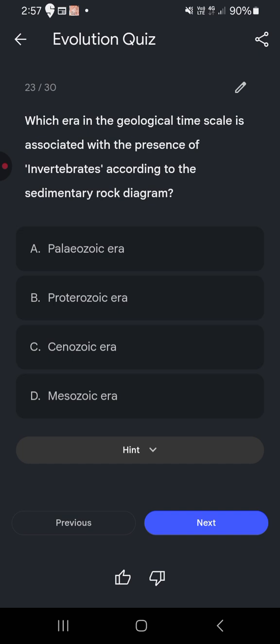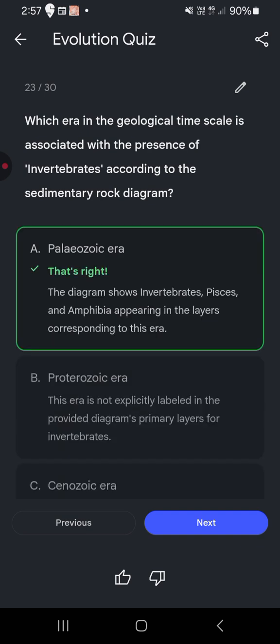Which era in the geological time scale is associated with the presence of invertebrates according to the sedimentary rock diagram? It is Paleozoic era.